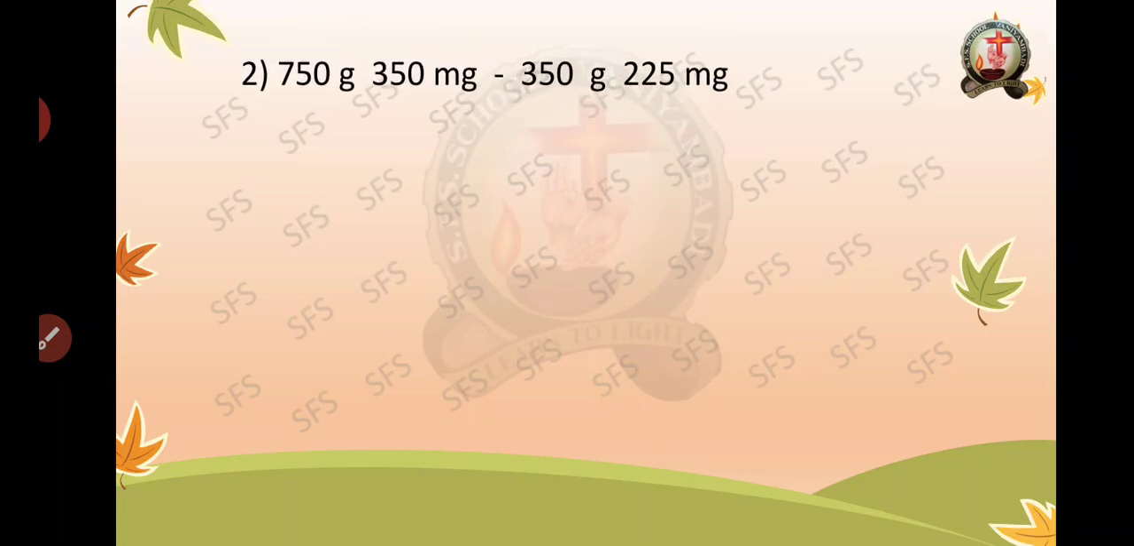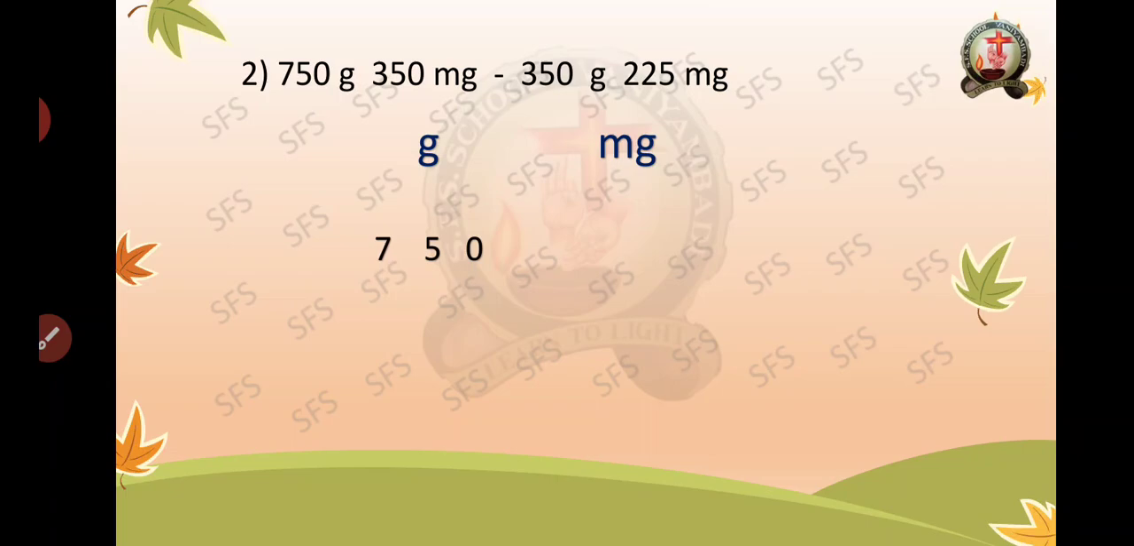Now, the second problem is 750 g 350 mg minus 350 g 225 mg. What does mg represent, children? It is milligram. Good. Now what shall we do now? Yes, we have to separate the column for g and we have to separate the column for mg.